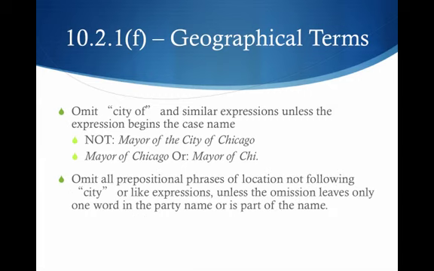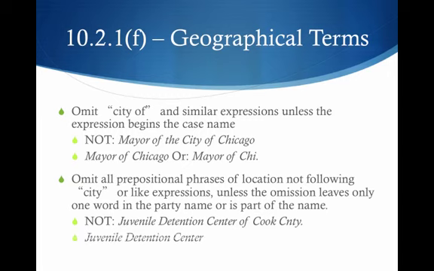I'm also going to omit all prepositional phrases of location not following city, or like expressions, unless the omission leaves only one word in the party name, or if the geographical designation or location is part of the name of the party. So I'm not going to write something like the Juvenile Detention Center of Cook County, but instead we'll write the Juvenile Detention Center. The "of Cook County" isn't part of the formal name of the party. I can eliminate it.